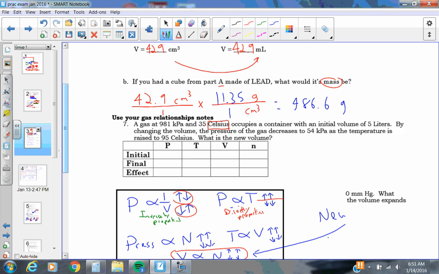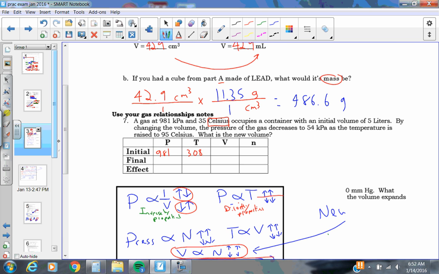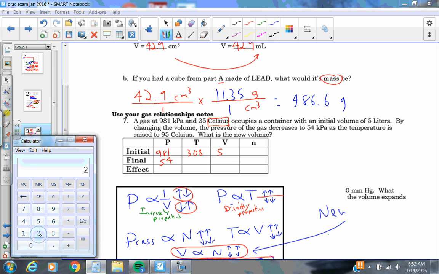So a gas initially at 981, that's a pressure. And 35, I have to turn that into Kelvin. 273 plus 35 is 308. I have those notes written right here. On Kelvin, add 273. Occupies a container with an initial volume of 5 liters. By changing the volume, so I must be getting a new volume, the pressure of the gas decreases to 54. As the temperature is raised to 95, I have to do a 273 plus 95. Can never use Celsius. 368 degrees Kelvin.